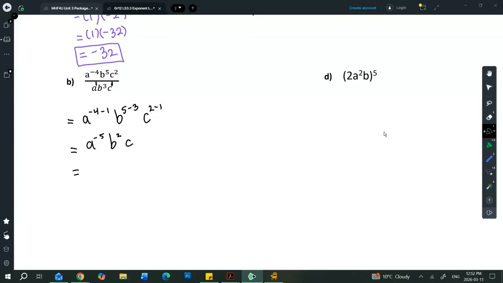So right now it's in the numerator. We're gonna bring it down below the b squared and the c, and then we can make it positive. So we'll get b squared c over a to the positive 5. Okay, so I think we have the goal. All B's are gathered, all C's, all A's, and there's no negative exponent.